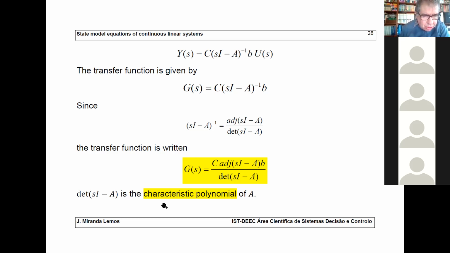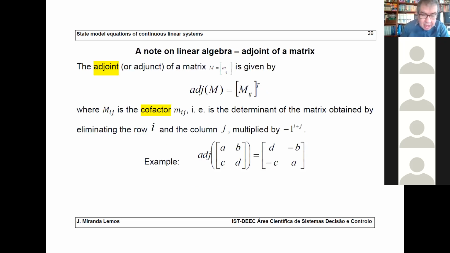There is one name that you should remember. I think that you have studied this in linear algebra, but this polynomial, determinant of sI minus A, is the characteristic polynomial of matrix A. Polinômio característico da matriz A. Okay, now, a note on linear algebra.